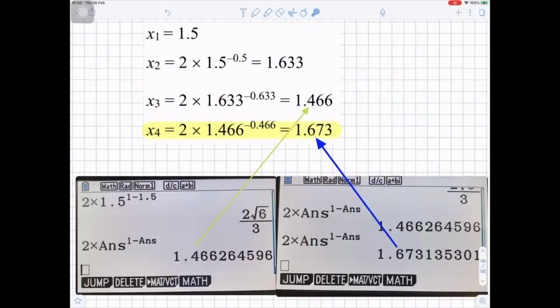And when you're using your calculator, you can just press Ans and use the answer. That would use this answer there, and we'll use that answer there to give you this new one. So that's what will happen. So you don't have to type the numbers all over again. And you can see here you get 1.466, and for the last one you get 1.673.